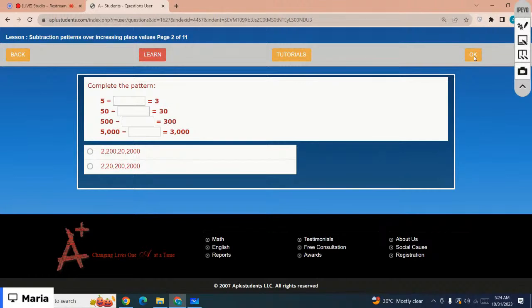The correct option is option number 2, that is 2, 20, 200, and 2,000. Very good.